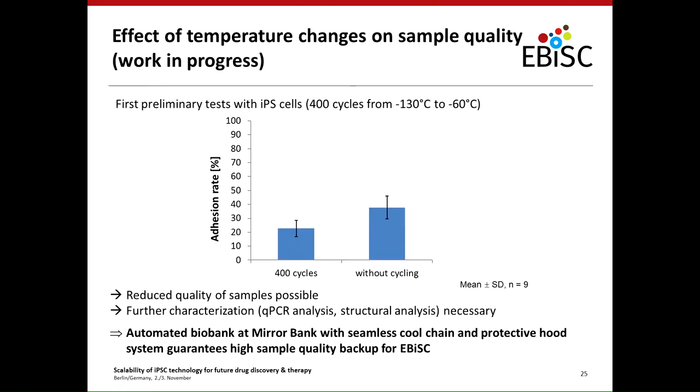And the point is, you can already see here, we did not look at the viability, because usually viability is always quite high after cryopreservation. We took a look at the adhesion rate, because only when the cells adhere can you see if they are still functional. Without cycling, we had an adhesion rate of about 40 to 50%. But after these 400 cycles, we only had an adhesion rate of about 20%. So these tests should show you that it's really important to have a very good quality of the samples, and to keep an eye on the storage and the temperature profile during your banking system.